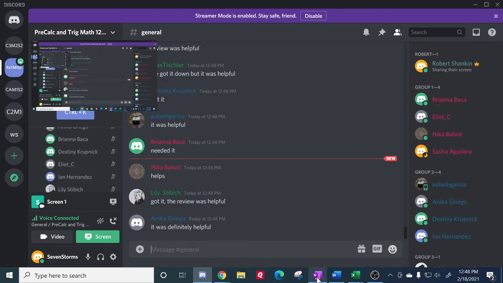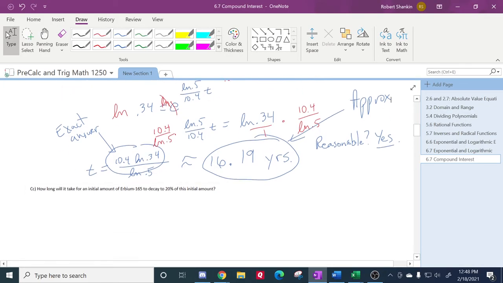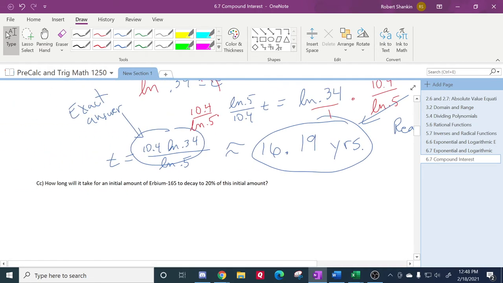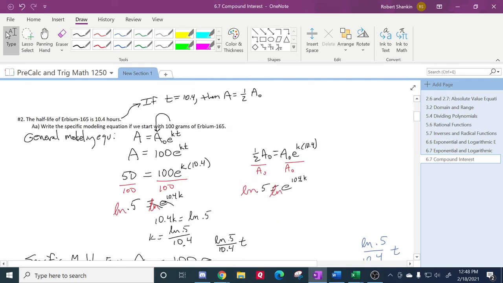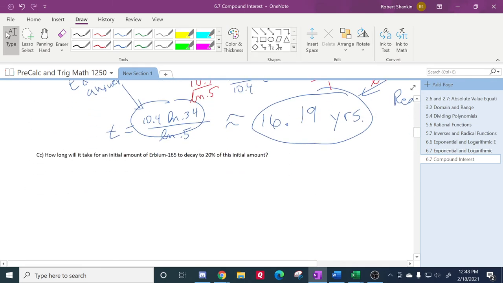Alright, so same situation, the erbium 165. How long will it take an initial amount of erbium 165 to decay to 20% of this initial amount? Let me give you a minute here.